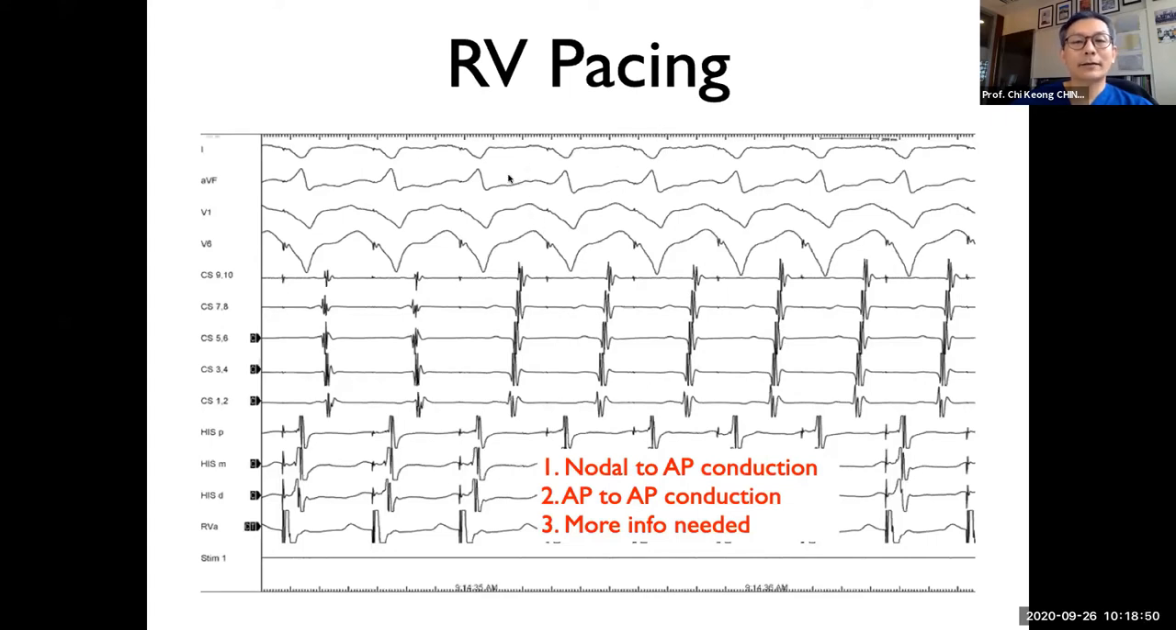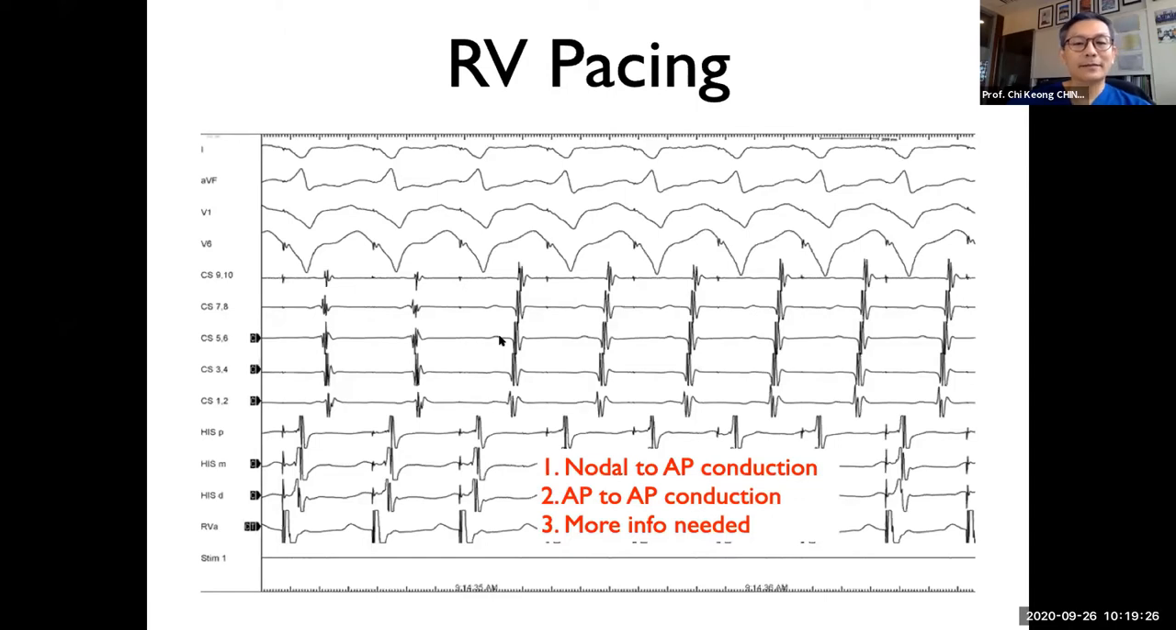I just want to share that in many cases, not all, especially in older folks, when we do successfully ablate the concealed accessory pathway, they tend, not all, but they tend to have VA dissociation. That's the observation that we see, so bear that in mind. Well, more information is correct. We need more information. But looking at this, I just suspect it might be switching from pathway to pathway conduction. Just a suspicion, not 100% sure.